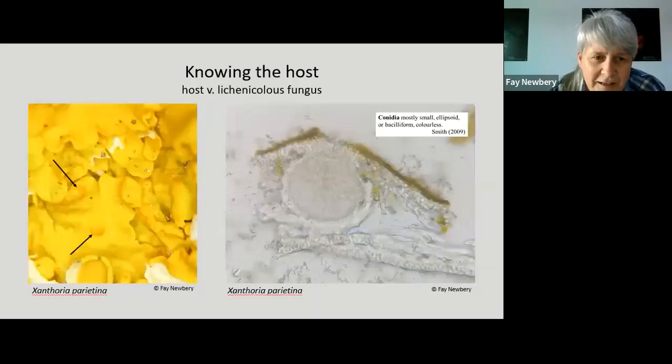Knowing the host also allows you to pick out the host's own structures and say this is a normal part of what should be there. And one of the things that you often need to differentiate between is the host's own pycnidia and pycnidia that shouldn't be there. And I made a big mistake in the case of Xanthoria parietina. I kind of assumed that it would have black spots for its pycnidia, that they'd be sunken and they'd show as a black dot on the surface. Turns out they don't.